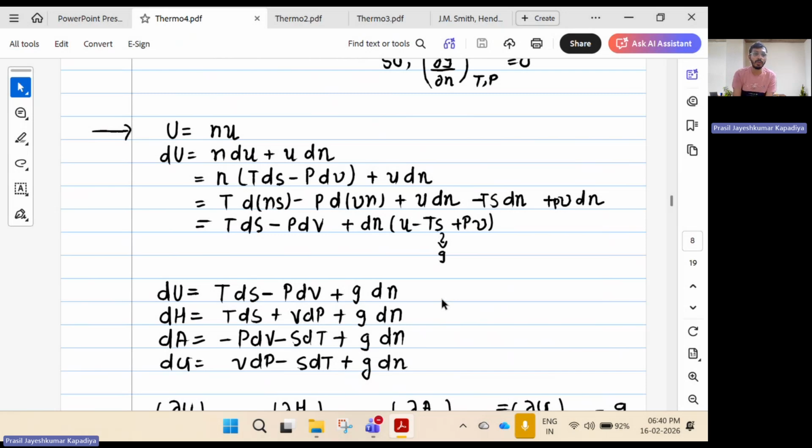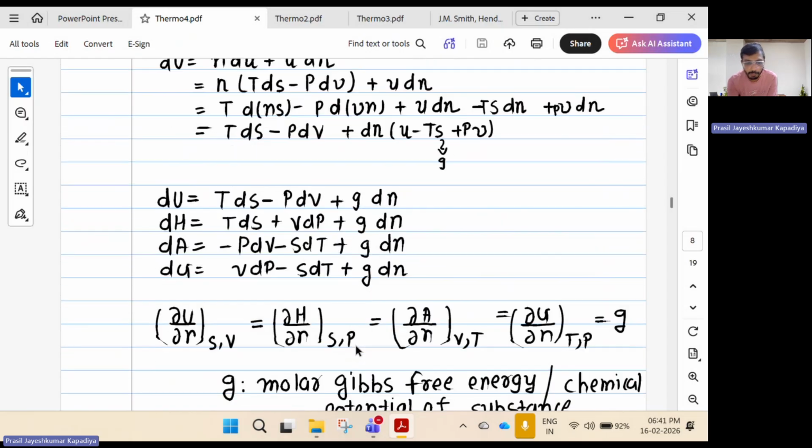Similarly, if I derive this for enthalpy, Helmholtz free energy and Gibbs free energy, we get the initial equation for closed system was TdS plus VdP, and we only need to add the g dN term. Similarly, for dA, minus PdV minus SdT was there, we only need to add g dN, and similarly for dG, VdP minus SdT, plus we need to add g dN in case of open system.